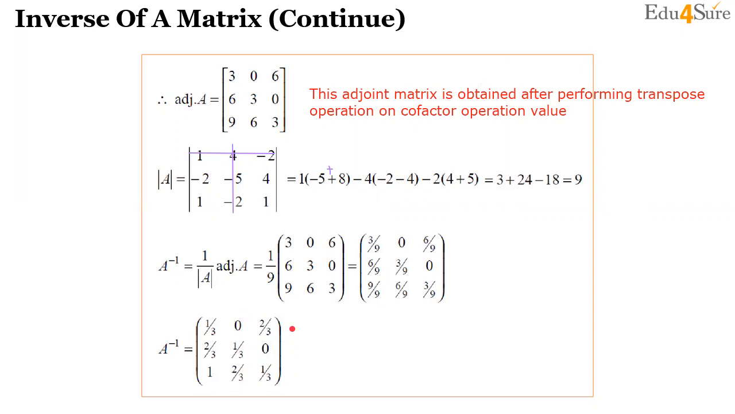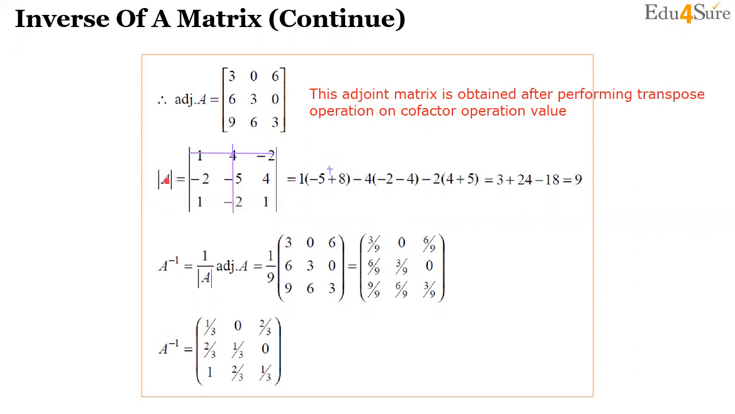So I hope it is clear to you how to find the adjoint of a matrix and how to find the inverse of a matrix. In this way we can find the inverse of any matrix. The inverse of a matrix is represented by this. Here we are finding the inverse of matrix A, so it is represented by A to the power minus 1 equal to 1 by mod of A, or you can say the determinant of A, into adjoint of A. So in this way we will find the inverse of a matrix.